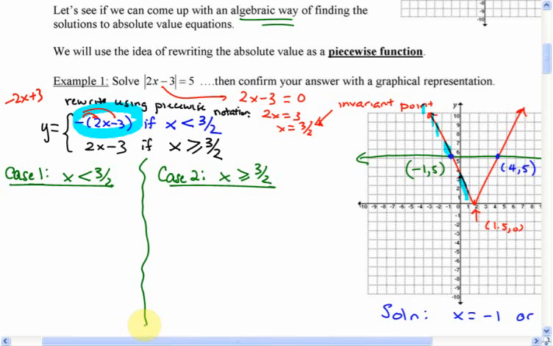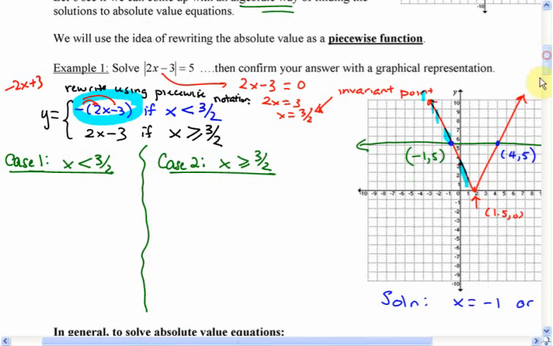Now, I'm going to copy the question again. If you don't want to do that, that's fine. But I just want you to see this is what I mean when I look at the two different cases.